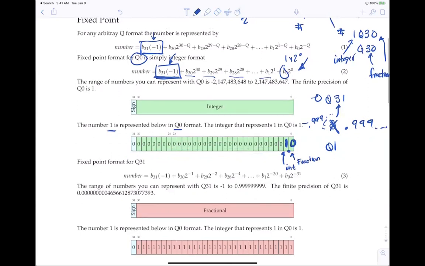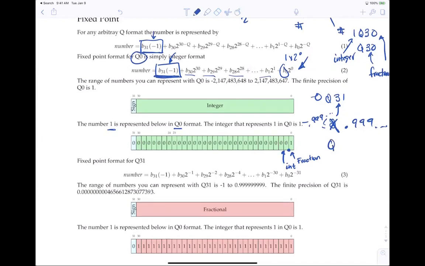And you could see that this would represent 1 in Q1. If you wanted to do a half, let's say we wanted 1/2 in Q1, you would have a 1 here, a 0 here. And why is it a 1? Because this 1 would be 1 times 2 to the -1. And the rest of these would be 0. And that would be your 1/2.